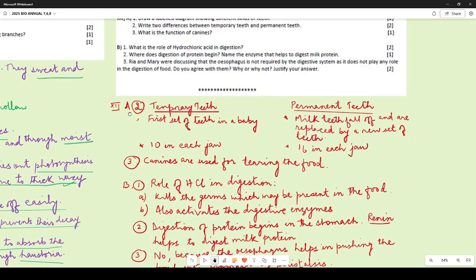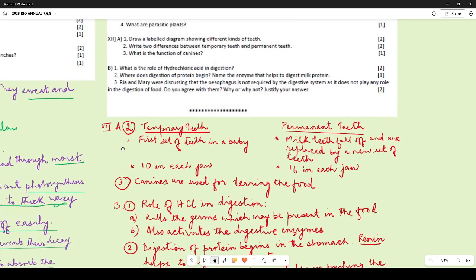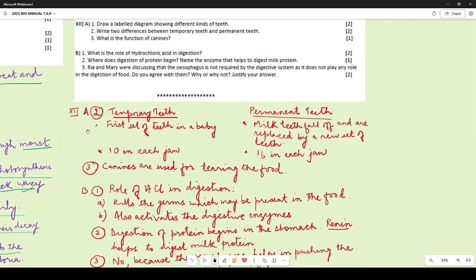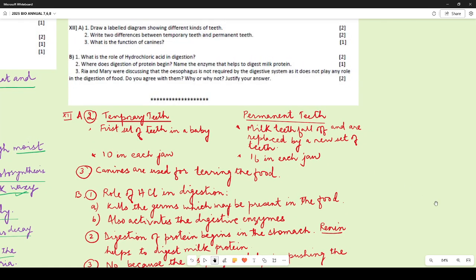Now let us come to the last segment. So draw a label diagram showing different kinds of teeth. The diagram is already given in your textbook. I am sure you have practiced that.